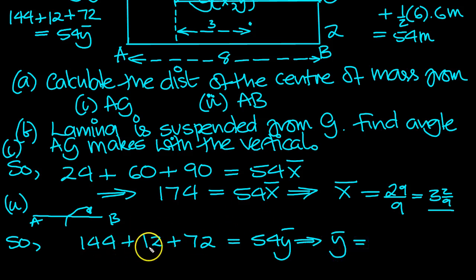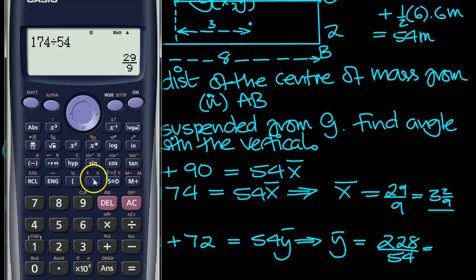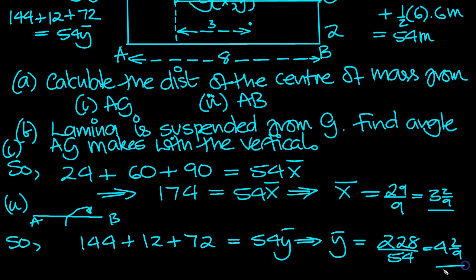Okay, 72, 84, 144, 156, 228. 228 over 54. So 144, 156, 228. So we've added that up correctly. Over 54. 228 over 54. 38 over 9. And then 4 and 2 ninths. There we go. So that's the y bar.